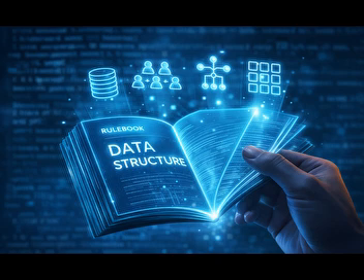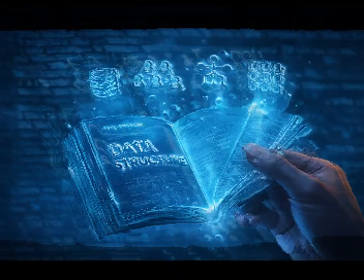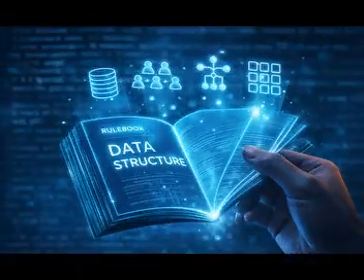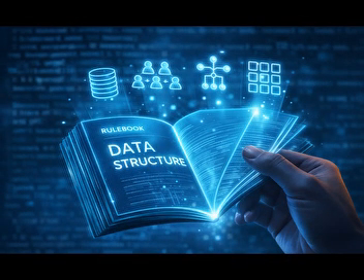Let's start simple. A textbook definition says a data structure is a way of organizing and storing data. That's correct, but again, not so helpful. Here's a better way to think about it. A data structure is a rule book for data. It answers questions like, where does new data go? How do I access existing data? What happens when data is removed? What order does data flow?